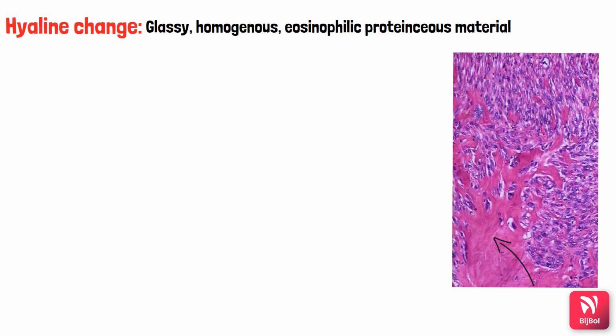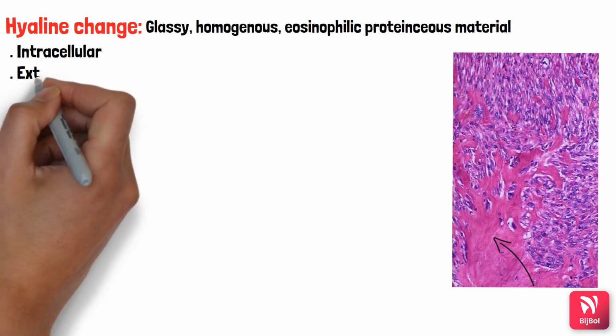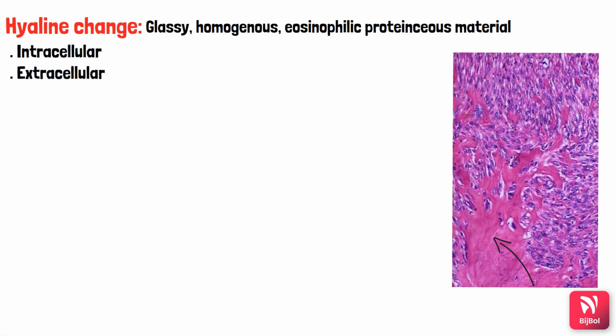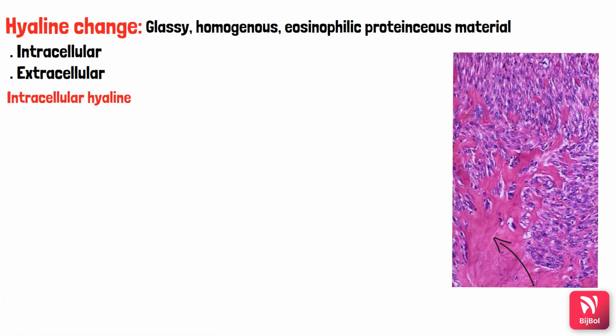This hyaline change can occur within the cell or outside the cell, that is, it can occur intracellularly or extracellularly also. If you see intracellular hyaline, where is it seen? It can be seen in renal tubular epithelial cells.